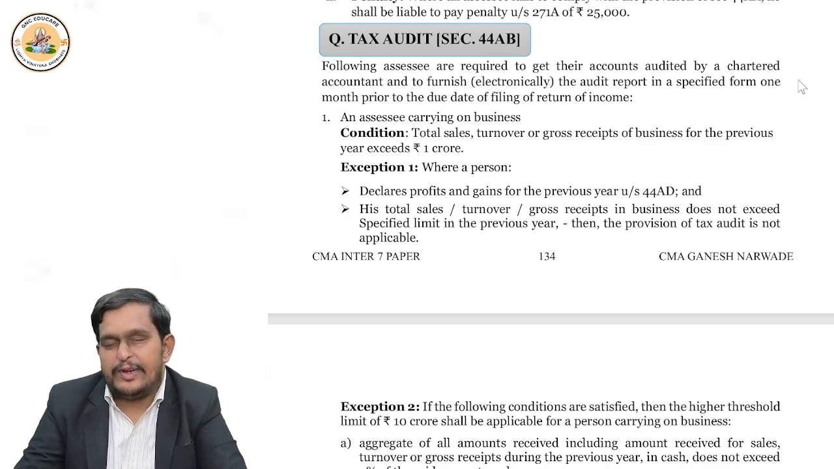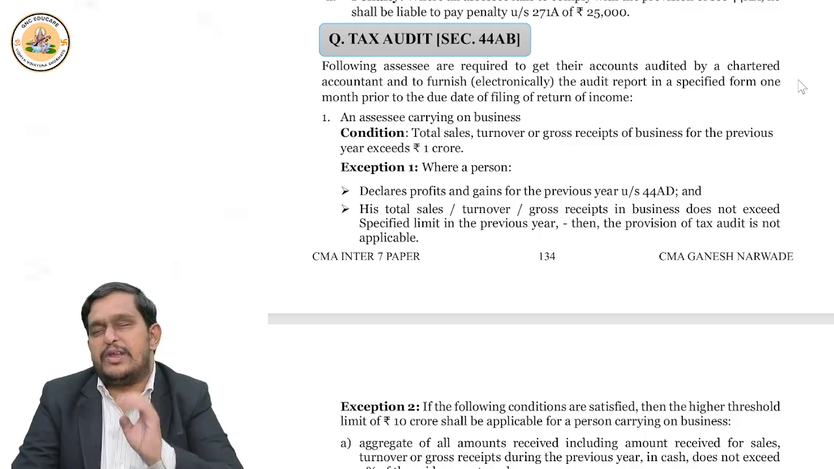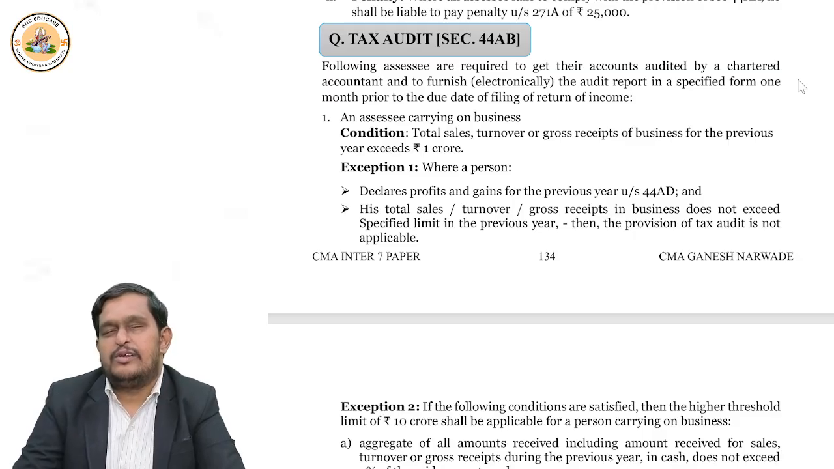Now, let's continue with tax audit section 44AB. What does it talk about? Let's think about a businessman. What does he have to do? Is he required to get a tax audit done? The answer lies in a condition. For the businessman, does his turnover exceed 1 crore or not? If turnover is less than 1 crore, no need to do tax audit. If turnover exceeds 1 crore, then tax audit should be done.